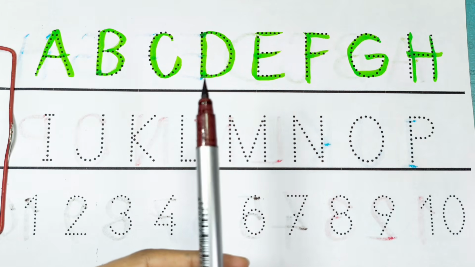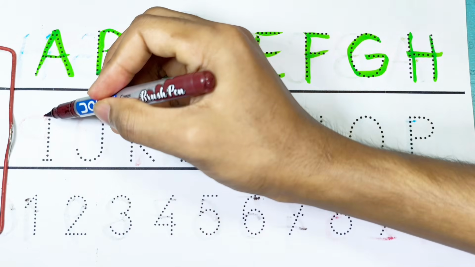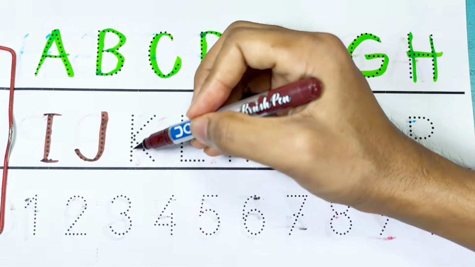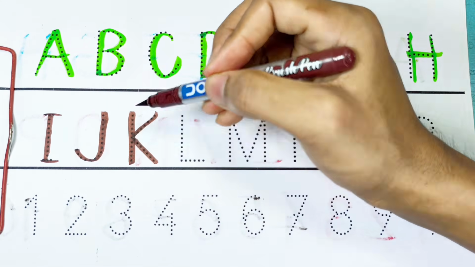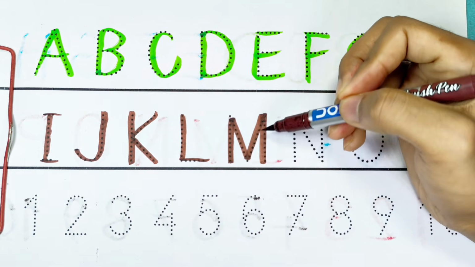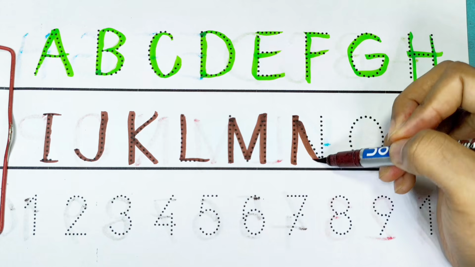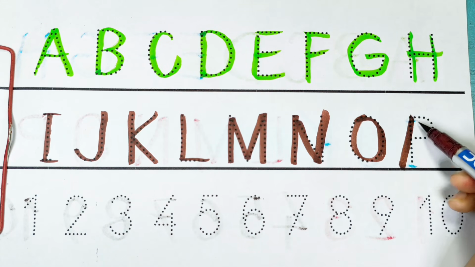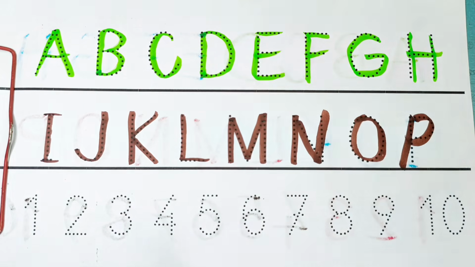So kids, now we're using the color of brown, writing the alphabet of I. I for eyes. J. K. The next one is L. M for moon, M for mango. The next one is N. Now we're writing the alphabet of O. O for octopus. P. P for penguin.